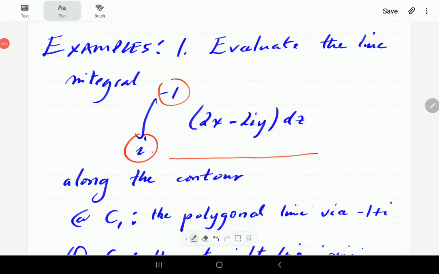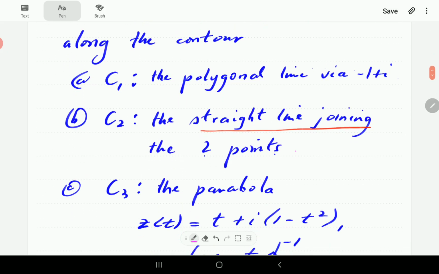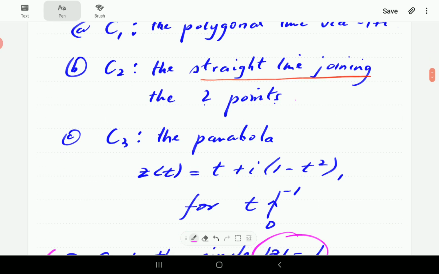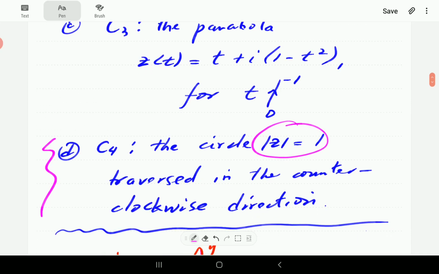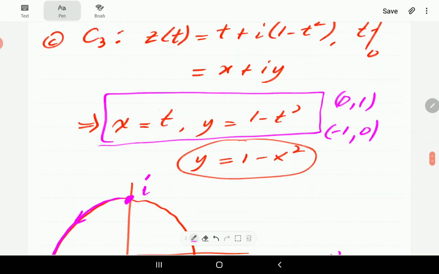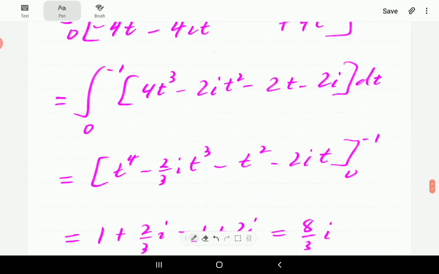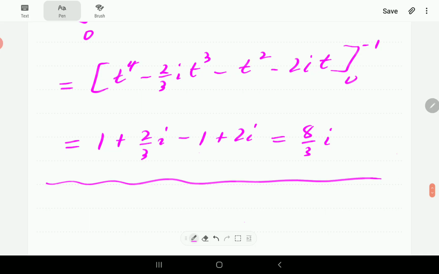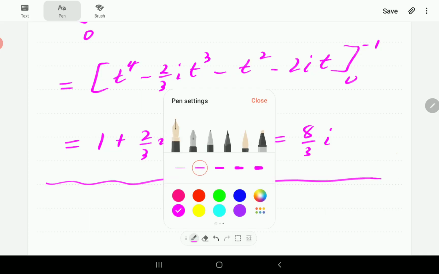Okay, in this video, we're going to look at how to evaluate this integral here. We've already done integration of that line integral along C1, C2, and C3. We're now going to look at how to evaluate it along C4, which is a circle mod Z is equal to 1. So C4 is traversed in the counterclockwise direction. So let's have a look here. Now, as we've already hinted before, we always recommend making a sketch of the situation.